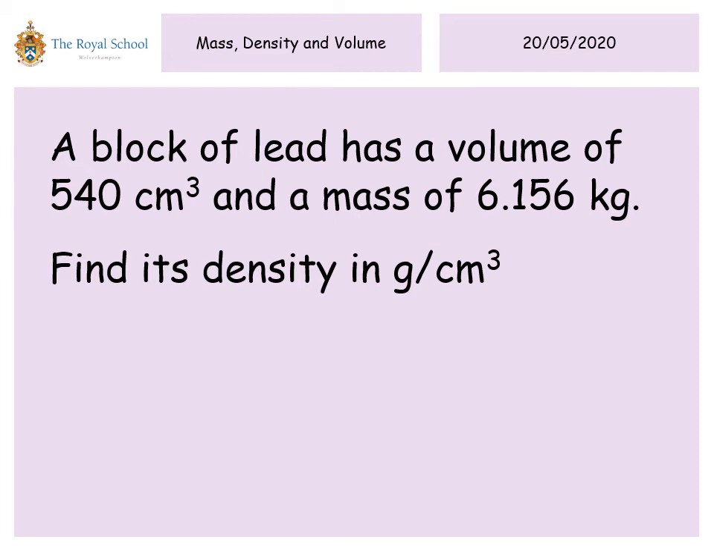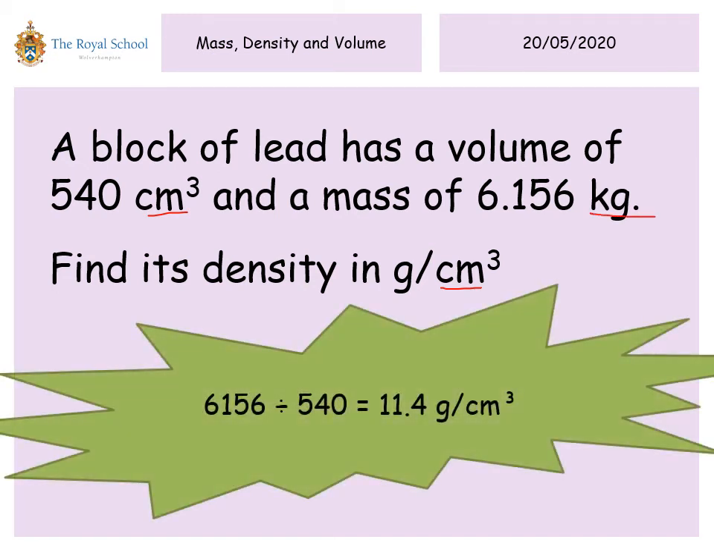Density then, mass divided by volume. Volume here, yeah, centimetres cubed, we've got consistent units, but our mass we haven't. So we need to convert that kilograms into grams. So we're after 6,156 divided by 540 to give us 11.4.